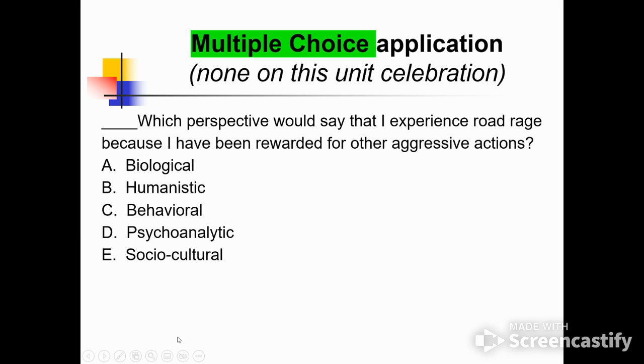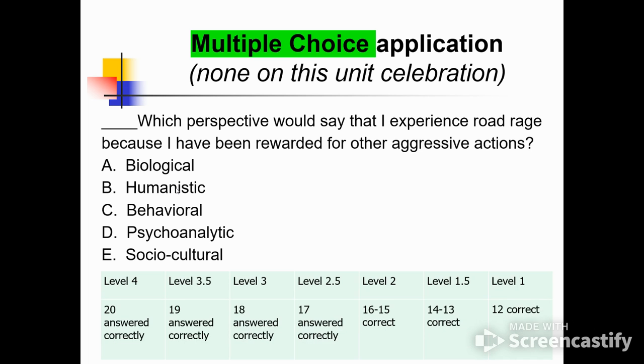Okay, so use your good test-taking skills. If I were you and taking this test, I'm going to underline the word perspective. I'm going to underline road rage, rewarded, and actions, because those are the key words I want to focus on. Then by using those, I can figure out which perspective. I've got to know the key parts of the perspectives. That's the thinking process I would like you to go through.